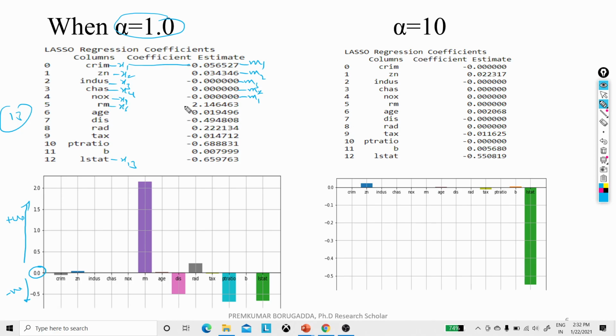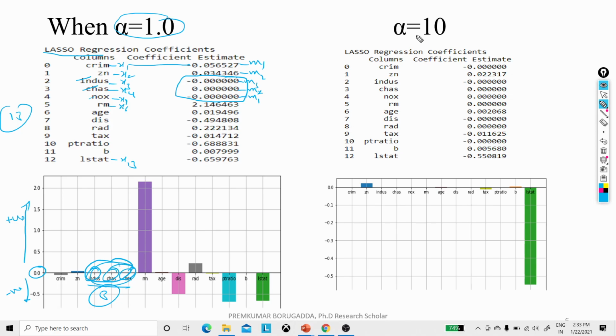When I apply the lasso, some coefficient values go to 0. What values are 0 here? INDUS, CHAS and NOX. See here, INDUS, CHAS, NOX. These features' values are 0. So when you apply lasso regression with alpha equal to 1, these three features are removed. It means these three features are not that important for predicting the target variable.